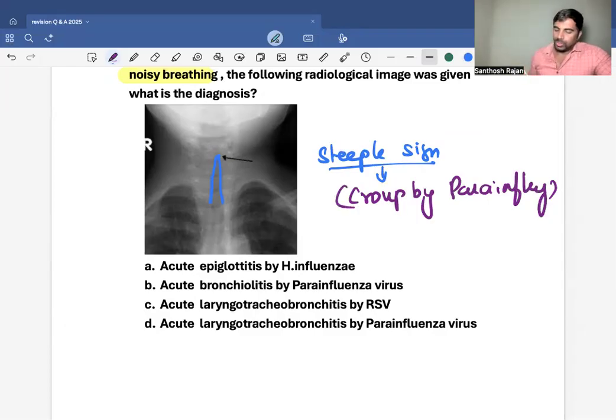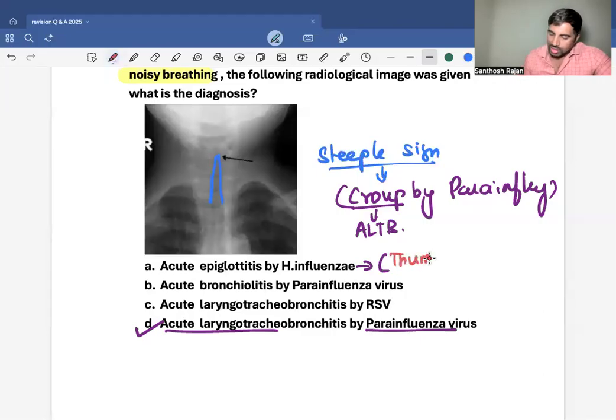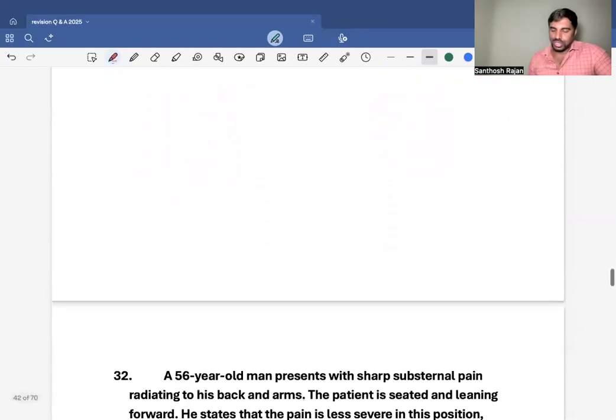Virus. Croup is basically acute laryngotracheobronchitis. So your answer is acute laryngotracheobronchitis caused by parainfluenza virus. That's all, very simple. In acute epiglottitis, caused by H influenzae, you have a sign called the thumbprint sign; it looks like a thumbprint on X-ray. On X-ray, steeple sign, or church sign, has so many names, and it is usually parainfluenza. Don't forget, you can get this question easily.